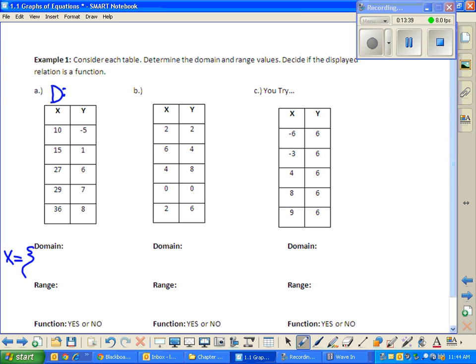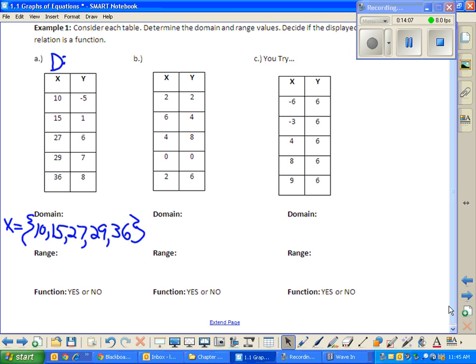But yeah, you're going to go ahead and put it in a bracket, and you're going to just list out your values from smallest to largest. So my smallest x value is 10, then it goes to 15, then 27, then 29, and my last x value there is 36. And then you lump it together there, close that bracket. We have that set, the domain is that set of numbers.